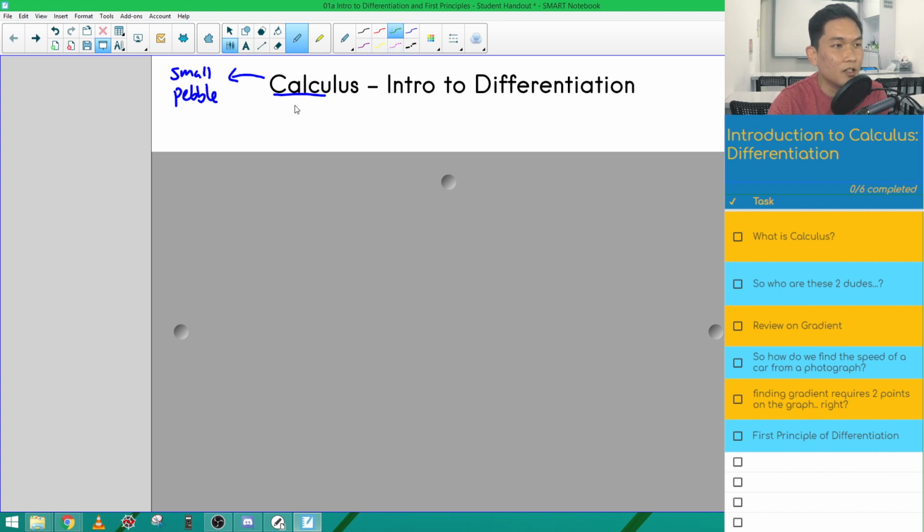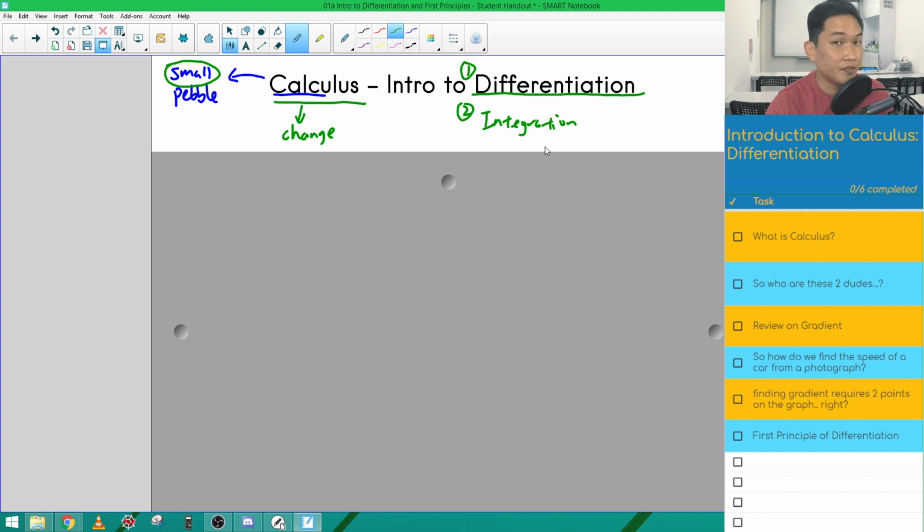But of course, the word calculus has nothing to do with pebbles. Calculus is about change. In fact, it's about change at a very small scale, small continuous change, which is why we use the word for small pebble. Calculus is a very big umbrella, and under it we have two main topics. Number one, which you see over here, is differentiation, and number two is integration.